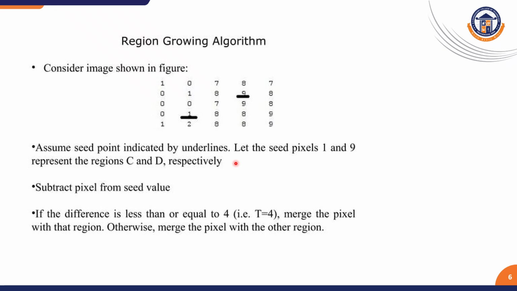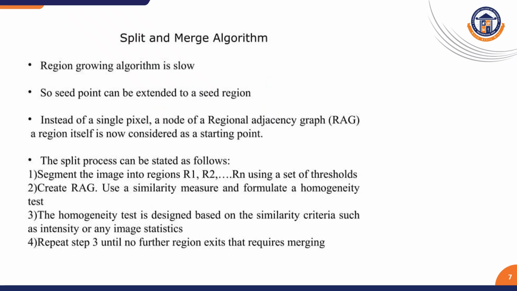So the subtraction from the seed value: if the difference is less than or equal to 4, then merge the pixel within that region, otherwise merge the pixel with the other region. So the split and merge algorithm is one of the region growing algorithms. The region growing algorithm is comparatively slow compared with split and merge.